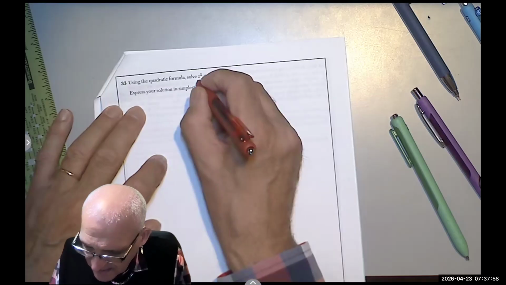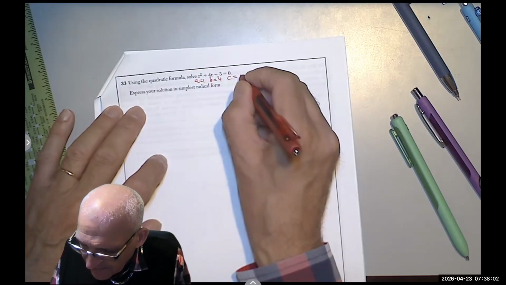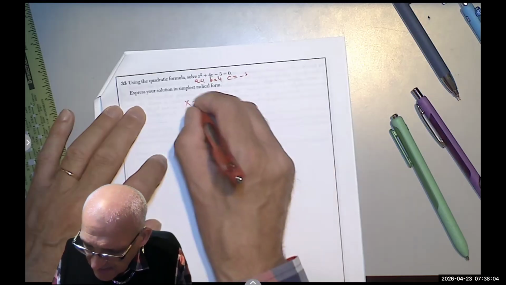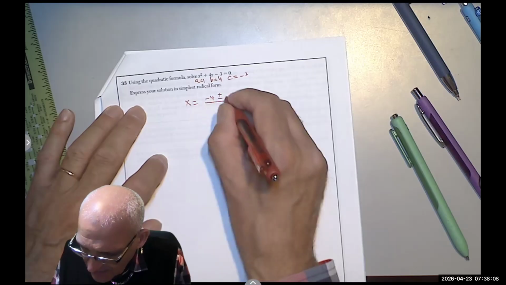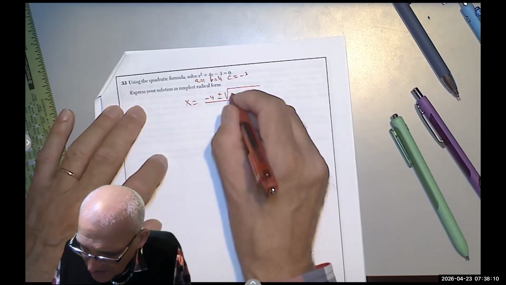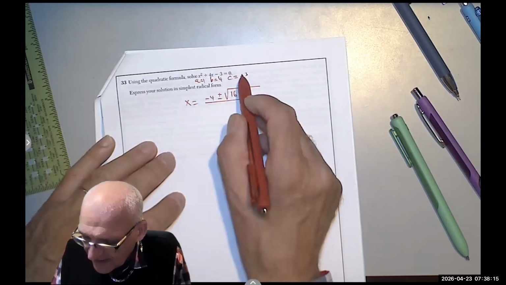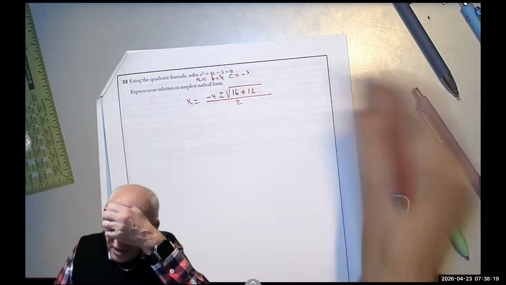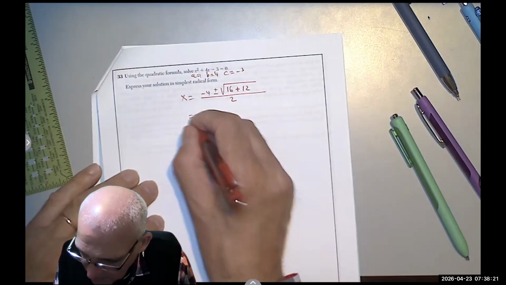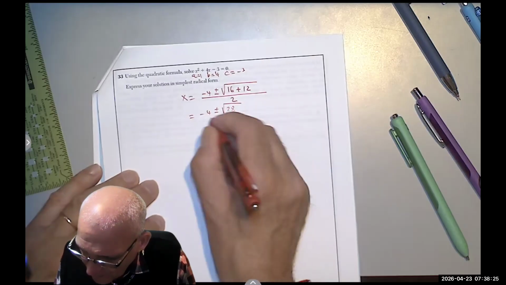We know that A is 1, B is 4, C is -3. The equation is x equals -b, so -4, plus or minus the square root of b squared, which is 16, minus 4 times 1 times -3, which is +12, over twice a. You can write the equation if you want. This would be -4 plus or minus the square root of 28 over 2.